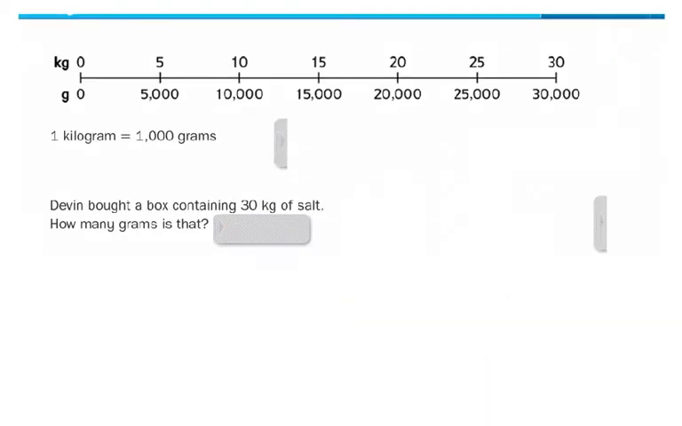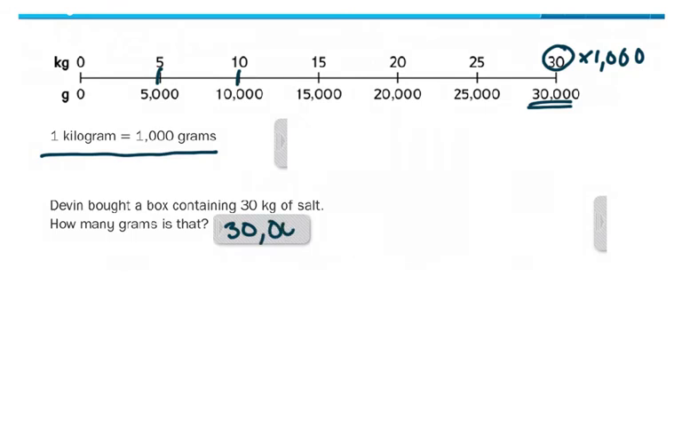Go ahead and look at the measurement scale at the top again, where they convert kilograms and grams. Here we know that 1 kilogram equals 1,000 grams, and it goes up in increments of 5. So if Devin bought a box containing 30 kilograms of salt, how many grams is that? By using the measurement scale, I would go up to 30 kilograms and notice that they multiplied by 1,000. 30 times 1,000 is 30,000.